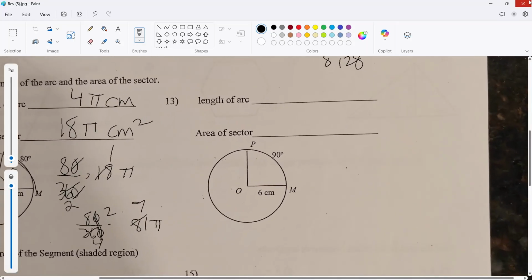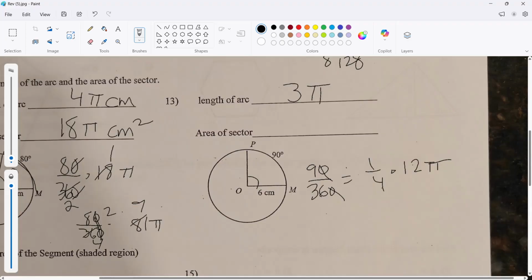Length of arc. The central angle is 90, so it's 90 over 360, which equals 1/4, times the circumference, 2 pi r, so 12 pi. 12 divided by 4 is 3, so 3 pi is the length of the arc.